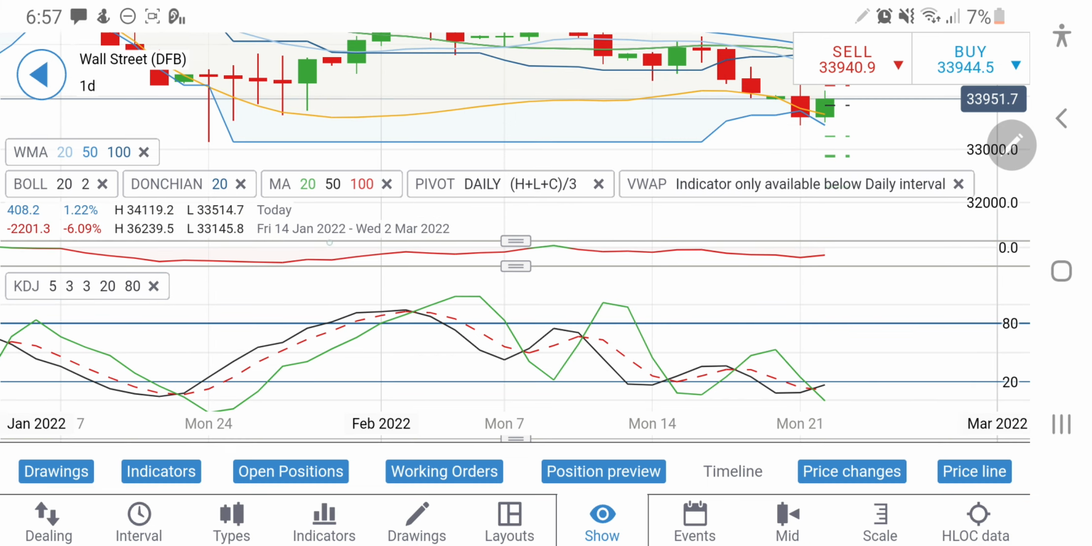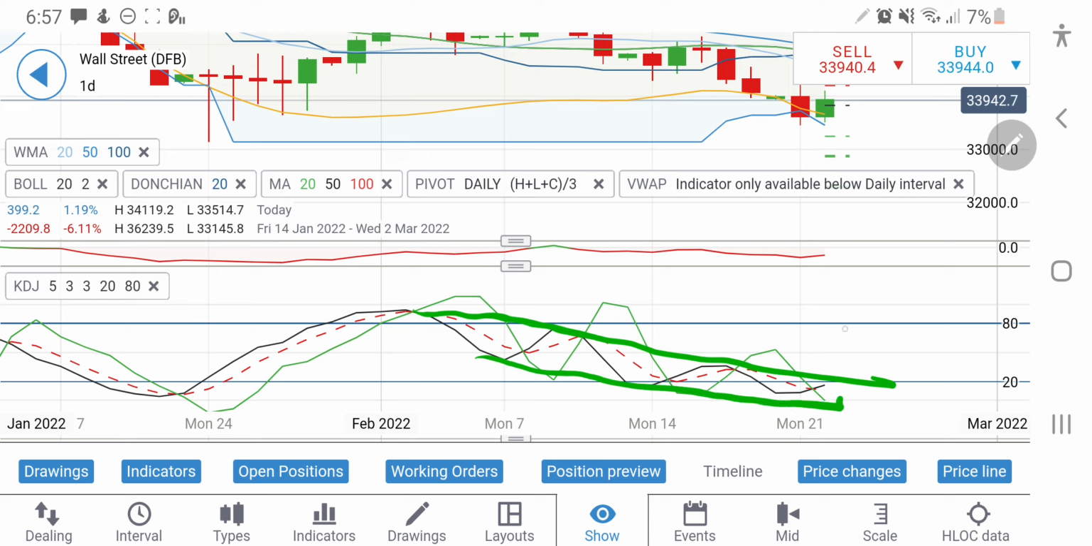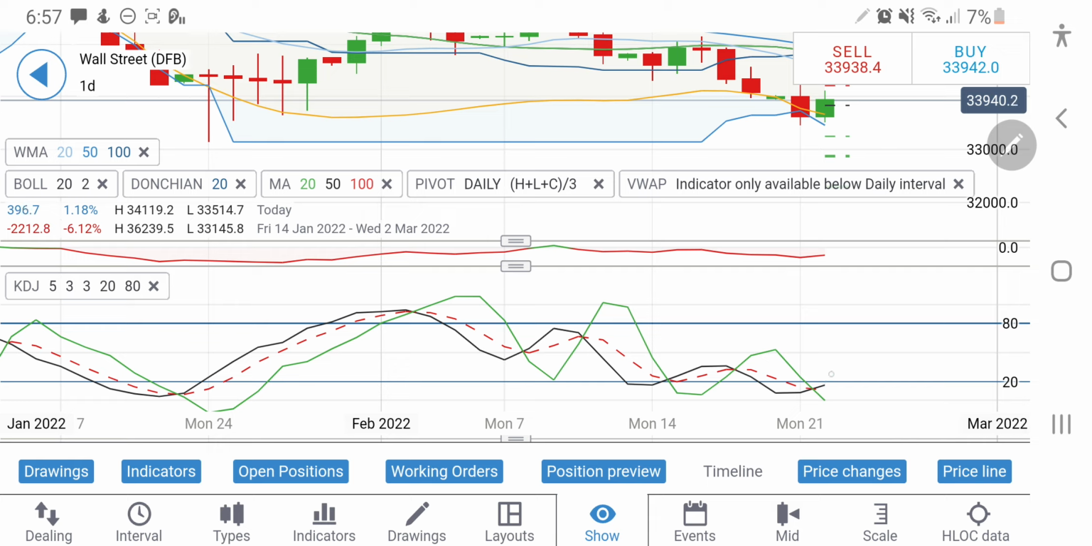Also look at the stochastic. See, it has perfectly formed this channel. I told you several times, I am drawing it again now, trying to rise back from here. So possibly there is a crossover also happening, and it can possibly remain green today.